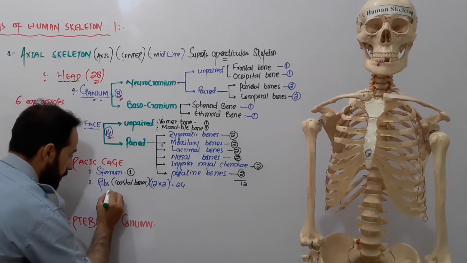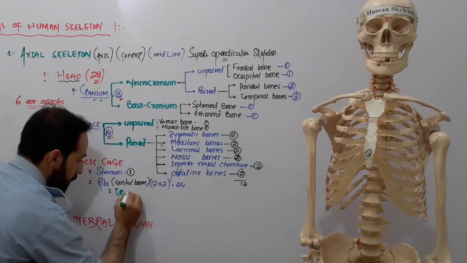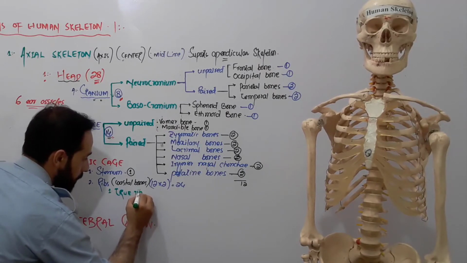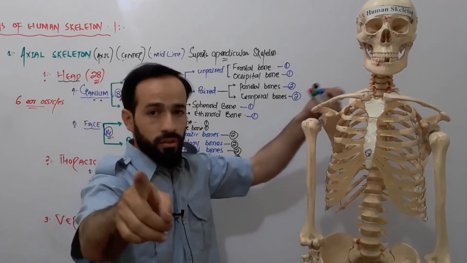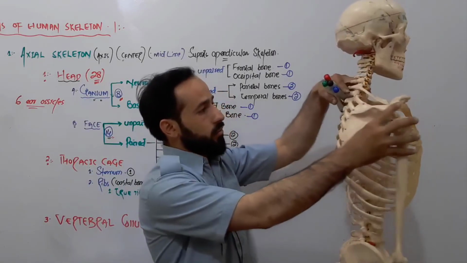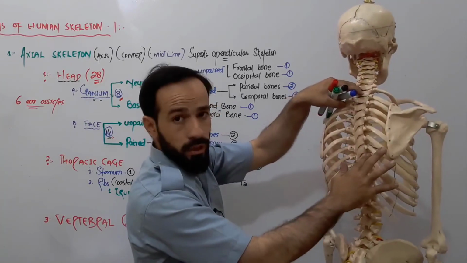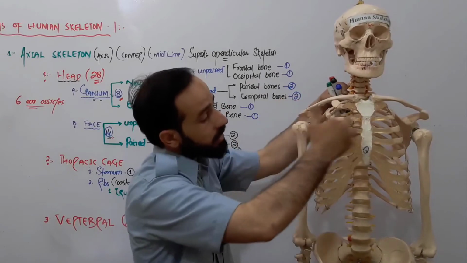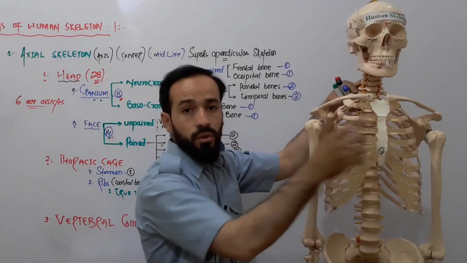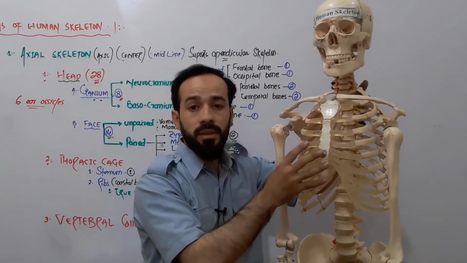The first group: ribs are divided into true ribs. And what are true ribs? Listen carefully. Those ribs which are connected to your vertebral column, right? You know, vertebral column, okay? And then anteriorly these ribs come and directly connect to your sternum. Those are called true ribs.